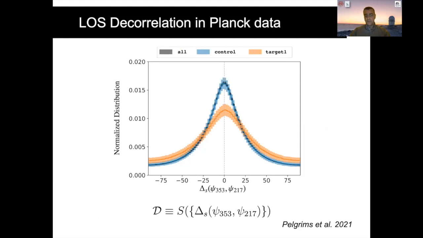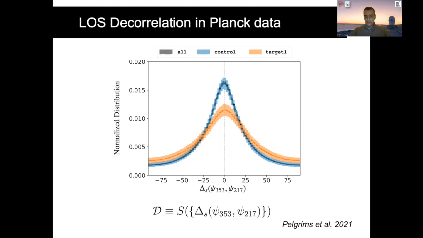Here I show the distribution of EVPA change between the two frequencies, 353 GHz and 217 GHz. And I show it for three different sets of pixels. All the Planck pixels of the high galactic latitude sky in black, the control pixels in blue, and the target pixels in orange. D is the spread of these distributions.